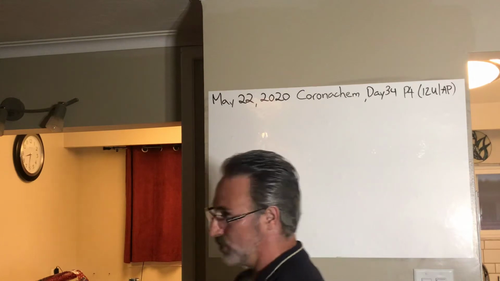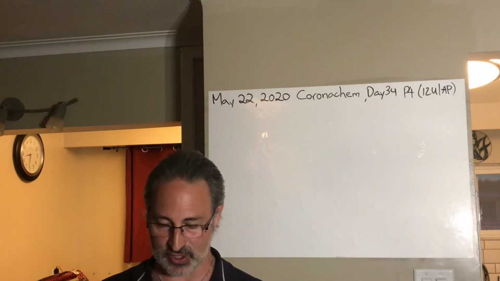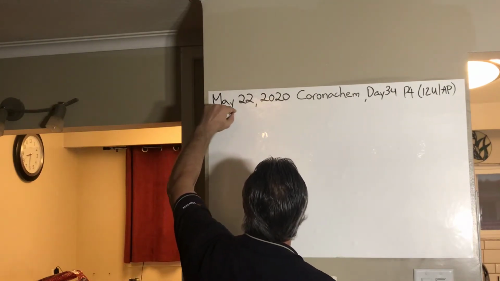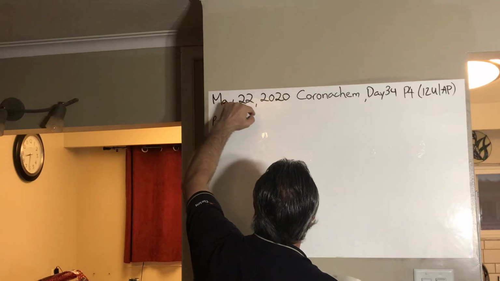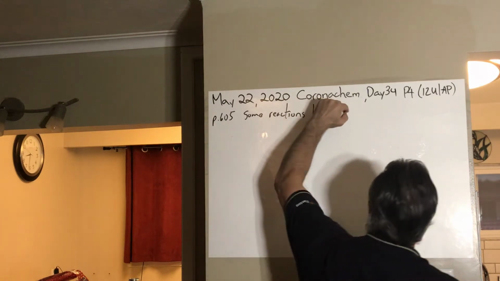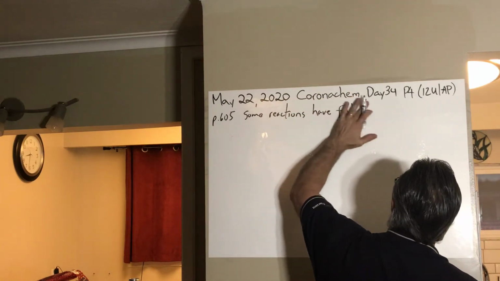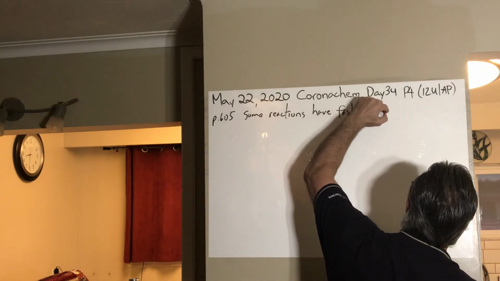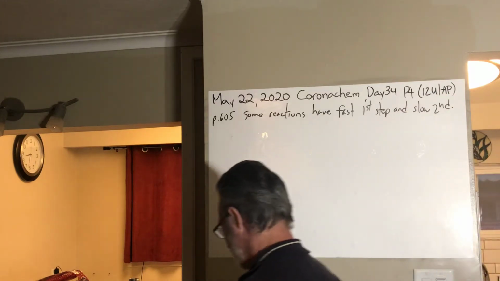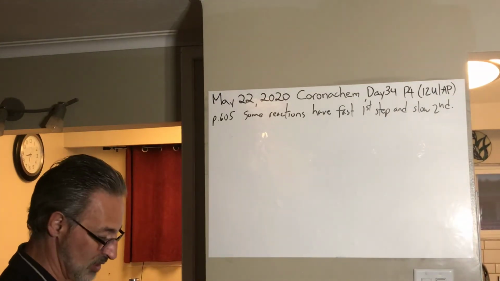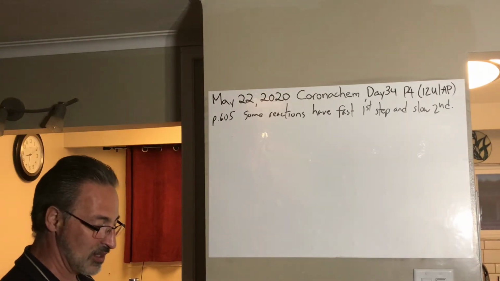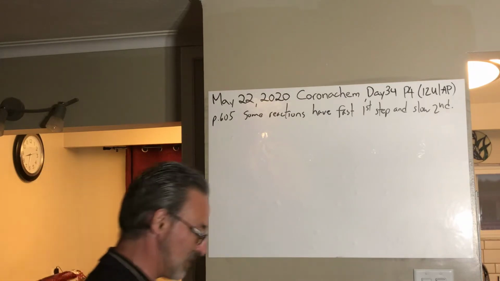So sometimes a two-step reaction has a fast first step followed by a slow second. On page 605 it says all that. Some reactions have a fast first step and slow second. So that has an effect on the way the reaction develops. The first step affects the reaction rates by supplying one of the reactants for the second step, so it is necessary to state the concentration of this reactant in terms of the other reactants.